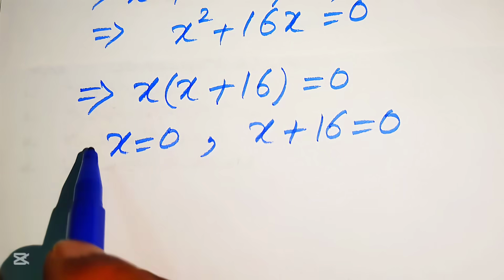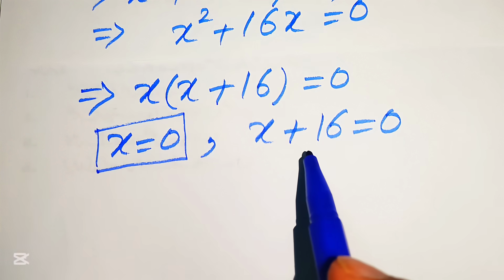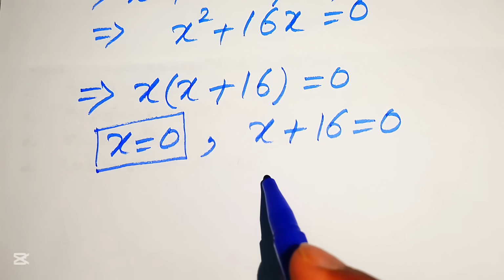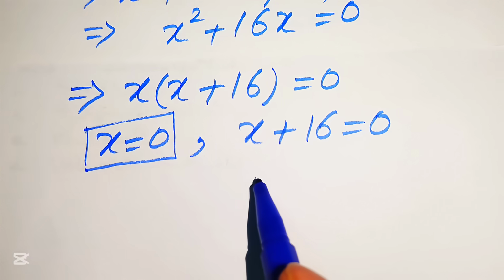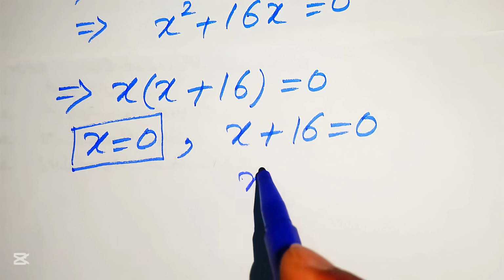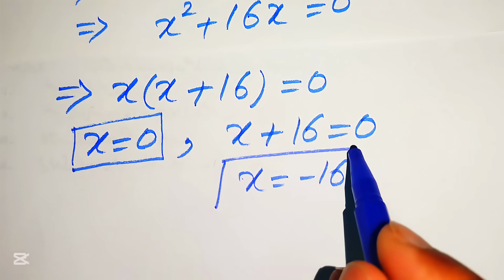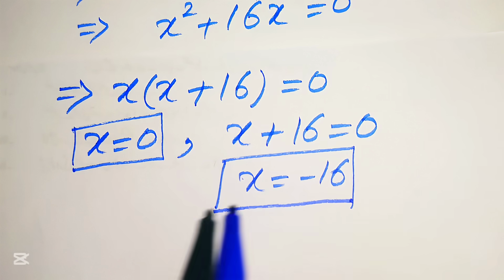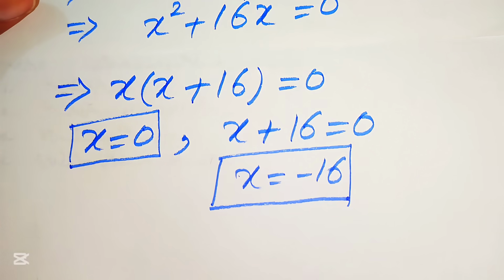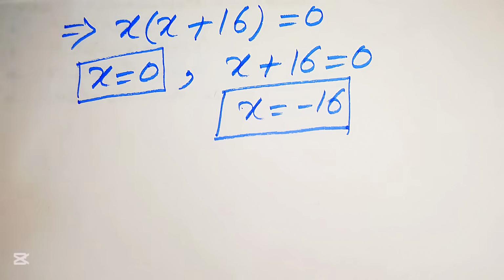So this is the first real solution of the given equation, and if you focus here, we move this plus 16 to the right hand side. So you get the other value of x, which is equal to minus 16. This is the second value of x. So you see that from both of these methods we get the same values of x. This is the final answer of this question.